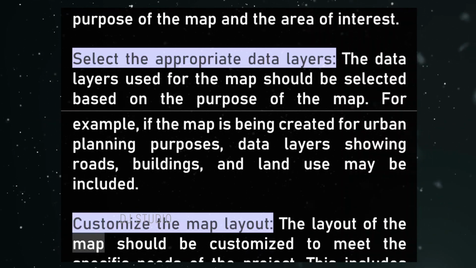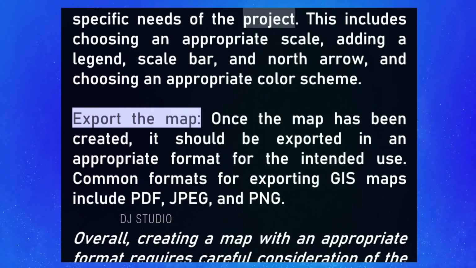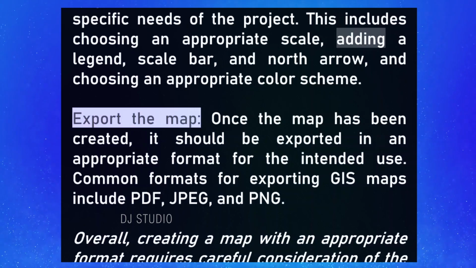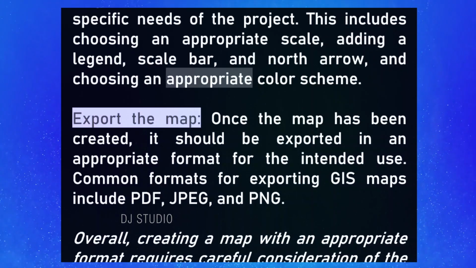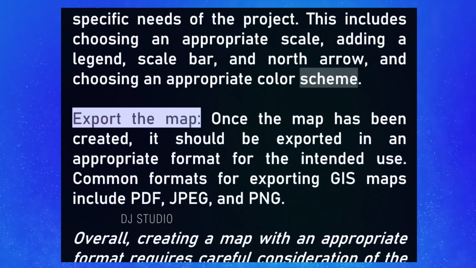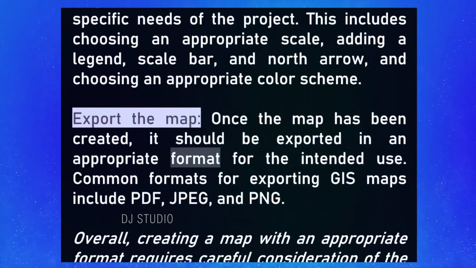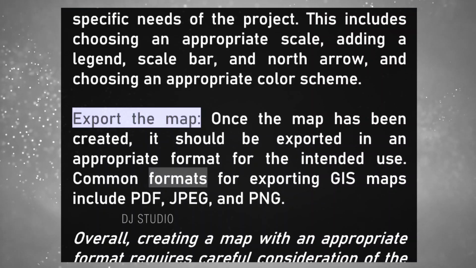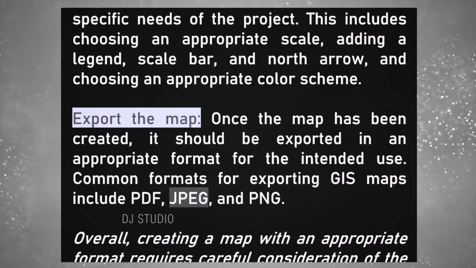Customize the map layout. The layout of the map should be customized to meet the specific needs of the project. This includes choosing an appropriate scale, adding a legend, scale bar, and north arrow, and choosing an appropriate color scheme. Export the map. Once the map has been created, it should be exported in an appropriate format for the intended use. Common formats for exporting GIS maps include PDF, JPEG, and PNG.